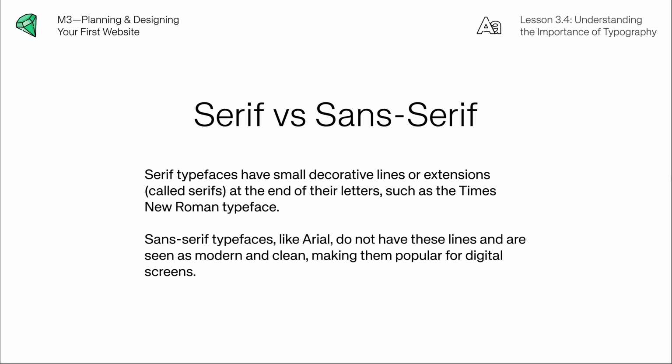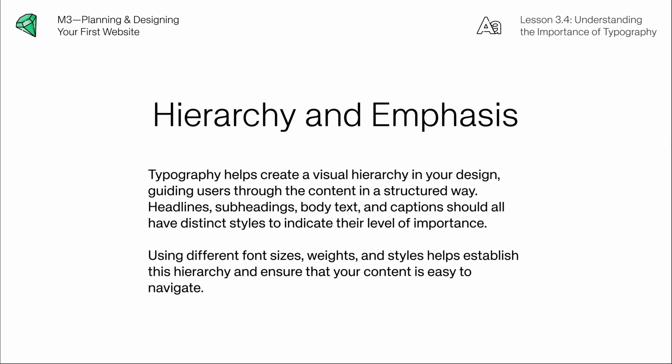Now let's explore the differences between serif and sans-serif typefaces. Typefaces are generally categorized into two main groups, serif and sans-serif. Serif typefaces have small decorative lines or extensions at the end of their letters, such as the Times New Roman typeface. They are often considered more traditional and are typically used in print media. Sans-serif typefaces like Arial do not have these lines and are seen as more modern and clean, making them popular for digital screens.